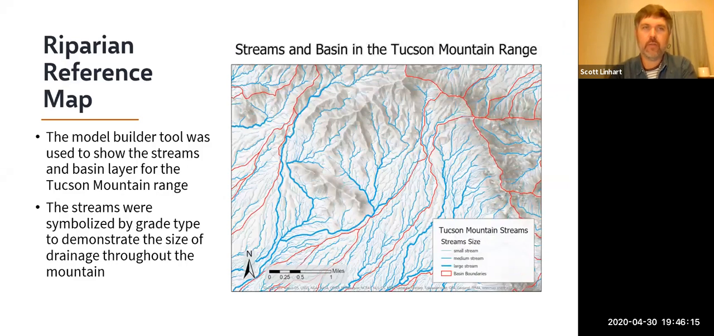So here's our riparian reference map. The environmental attribute for riparian had temporary water as the categorical data. So we wanted to create a stream network and basin reference map to showcase the riparian area in the Tucson Mountain Range by displaying these drainage flows. The streams were symbolized by grade type to demonstrate the size of drainage throughout the mountain range, and the streams were categorized as small, medium, and large based on the grade types.